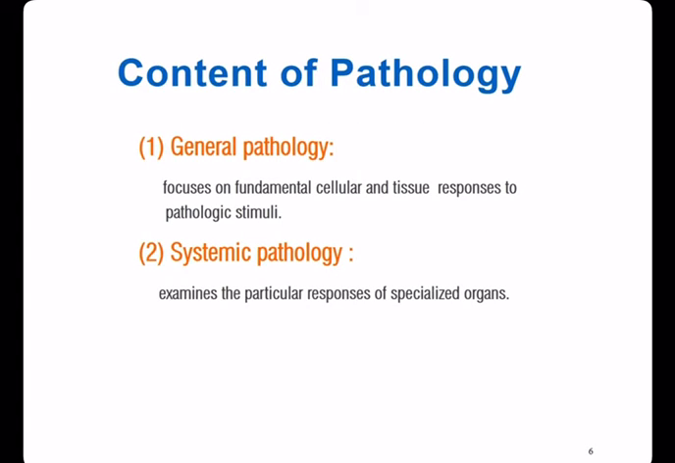The discipline is divided into general pathology and systemic pathology. The general pathology focuses on the fundamental cellular and tissue responses to pathologic stimuli, such as inflammation, tumor, and circulation disturbance. The systemic pathology examines the particular responses of specialized organs, such as disease of cardiovascular system, respiratory system, and so on. We will study the general pathology in the first half of the semester.